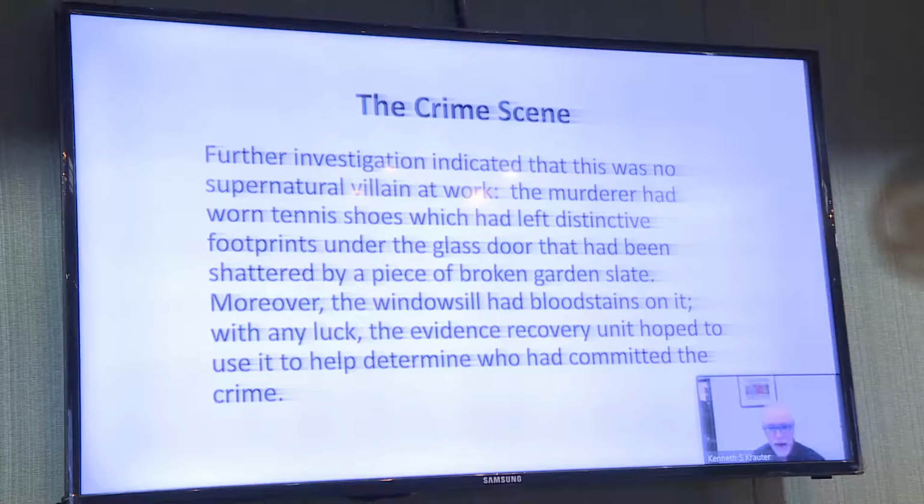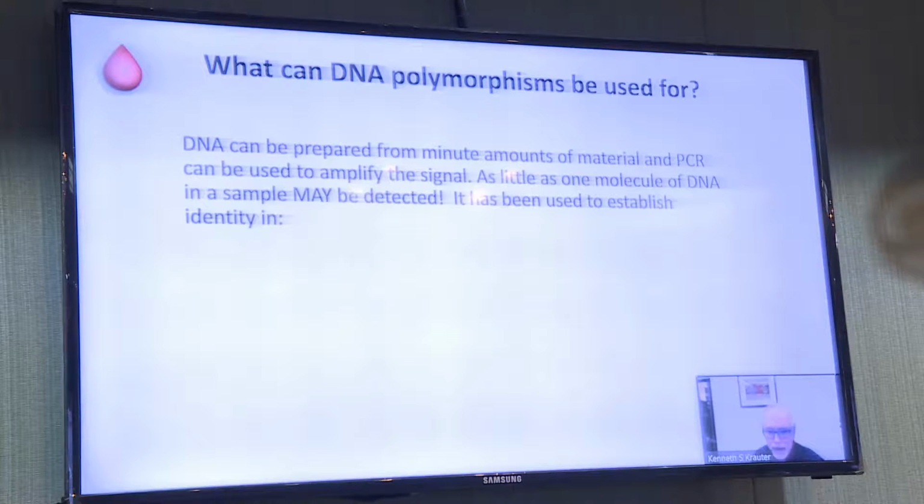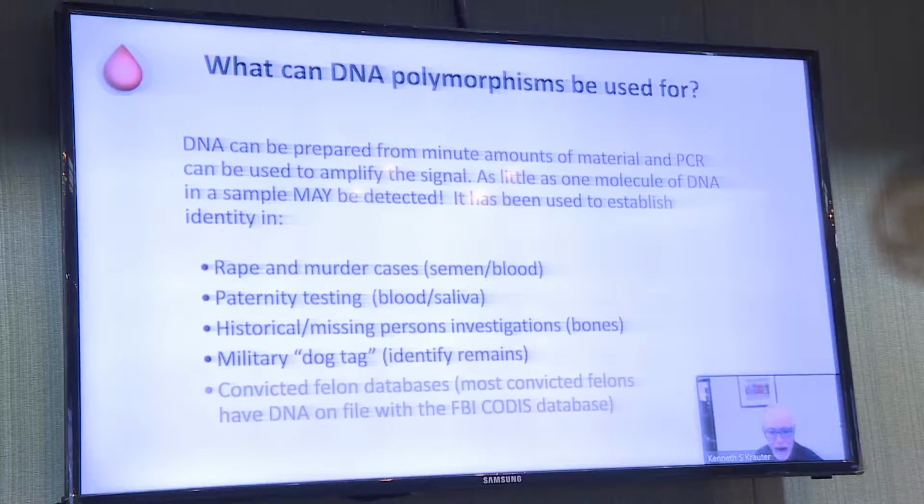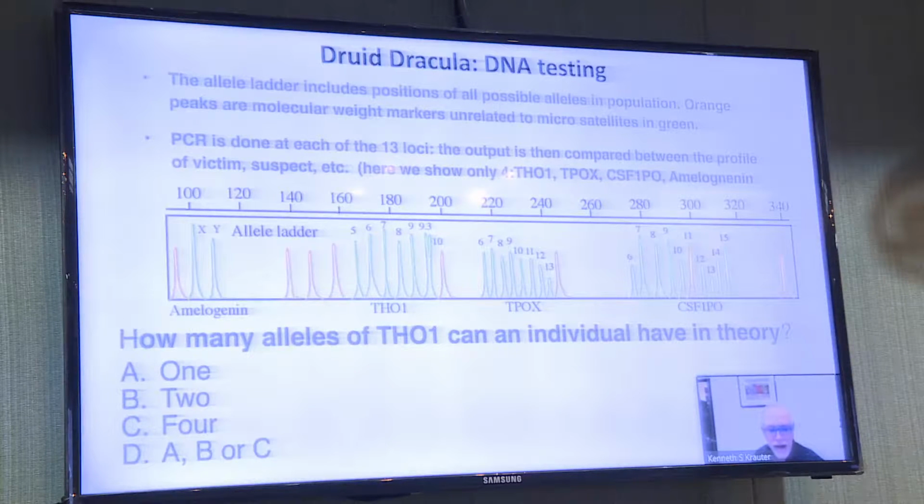For this crime, investigations show that there was no supernatural element in the crime. They found footprints in the glass under the broken door. There were bloodstains on it, and they hoped to use that evidence to solve the crime. In this case, they were able to isolate DNA from tiny amounts of blood. I'll go through this very quickly. And in this case, they used the CODIS panel to do the identification. And so this shows how the CODIS panel actually works.